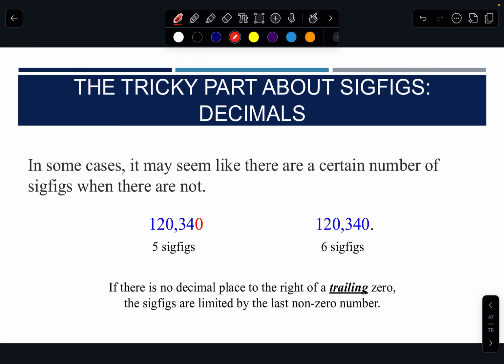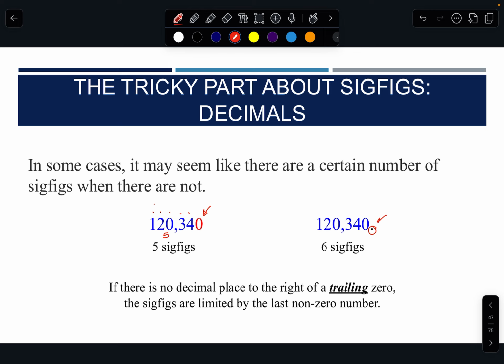And so I've already covered this, but in some cases it's going to seem like there are certain significant figures when they're not. If there is no decimal place, then any trailing zeros are not going to be significant. So this one has 5 significant figures. You have 4 non-zero numbers and 1 captive. So it's 1, 2, 3, 4, and then 1 captive. So that is 5 sig figs.